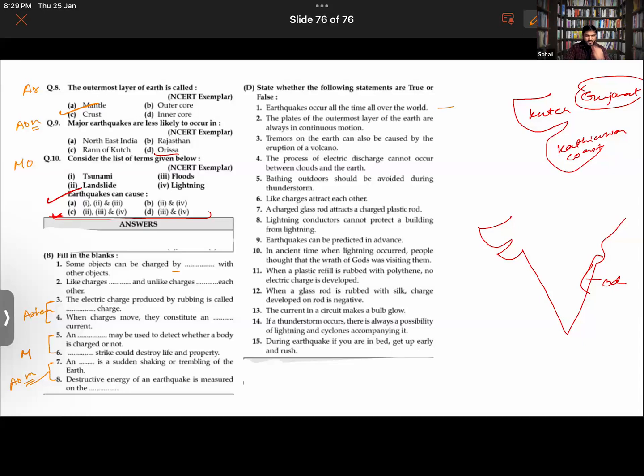Question number 7. Let me read the question. Charged glass rod. Then it is true. Good.